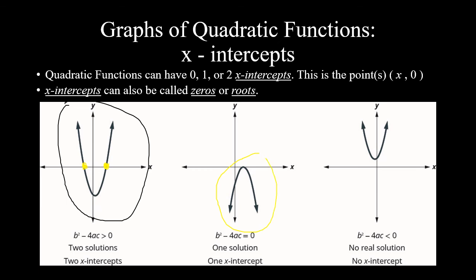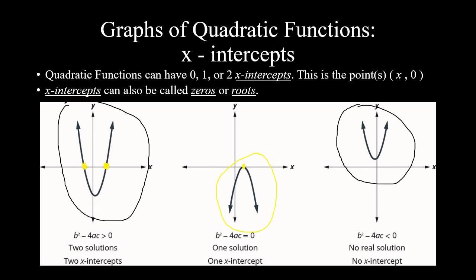This is a graph of a parabola with only one x-intercept. As it turns out, the only time a parabola has one x-intercept is when the vertex is on the x-axis. That should make sense. If the highest or lowest point is right on the x-axis, it's only going to intercept it at that one point.